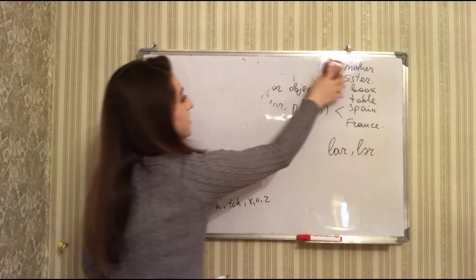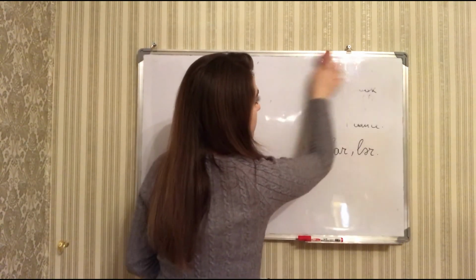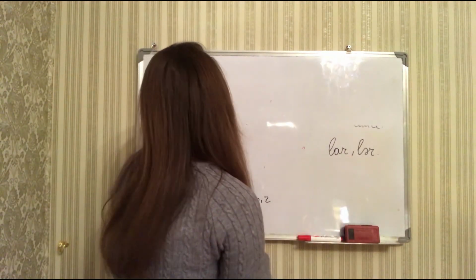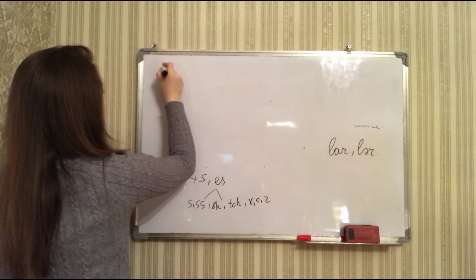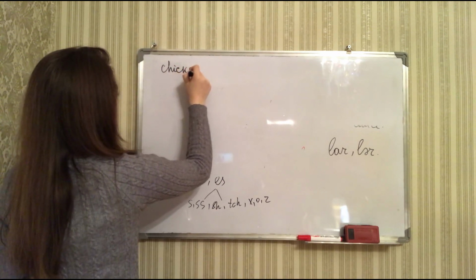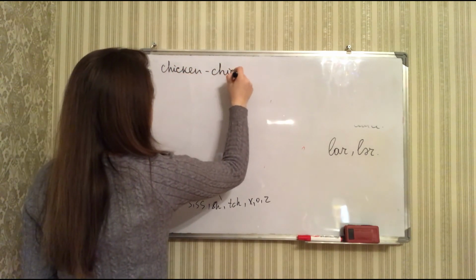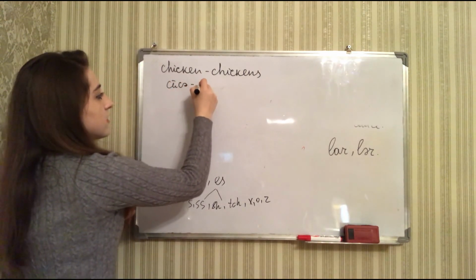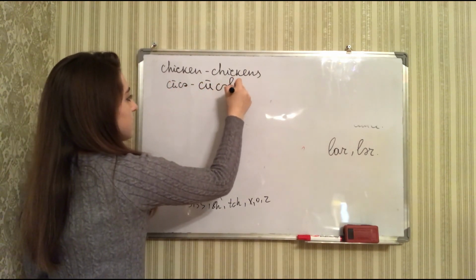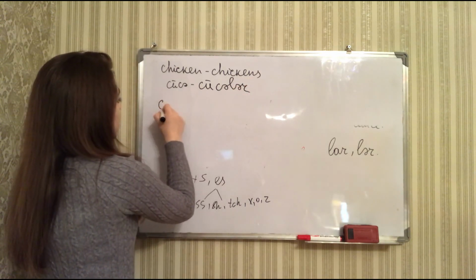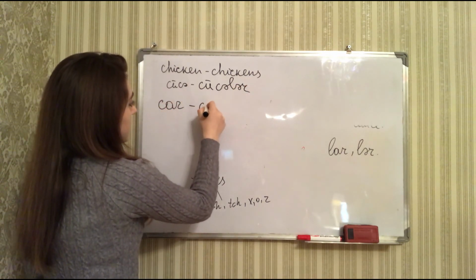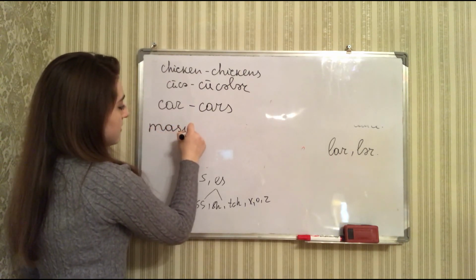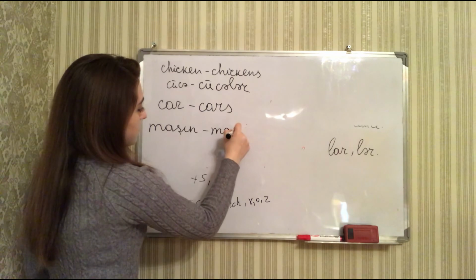Okay, for example, chicken, chickens in English language. Let's write chicken, chickens. Cüce, cüceler. Then car, cars. Maşın, maşınlar.